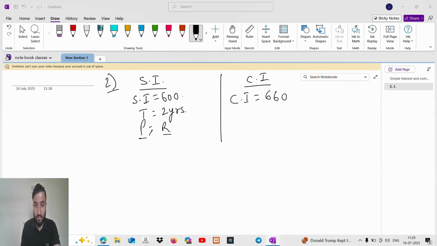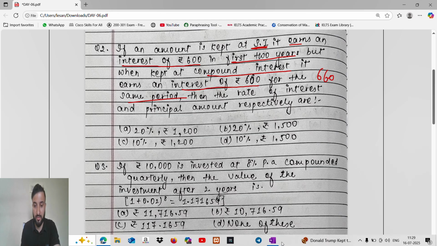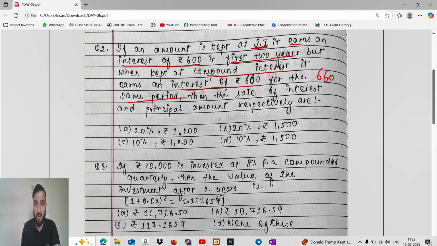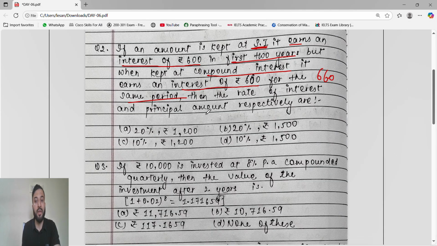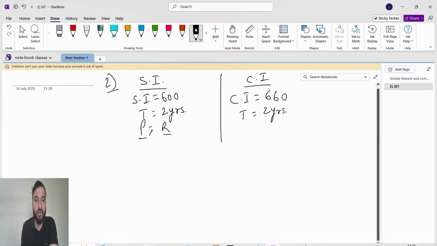For the same period, same period means 2 years. Time remains 2 years. Then we have to find the rate of interest and principal. Okay, now first we'll continue with the simple interest.